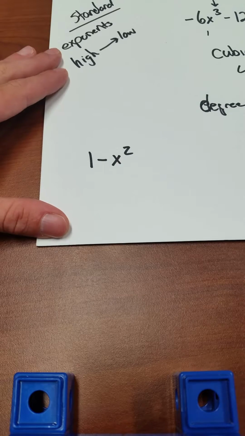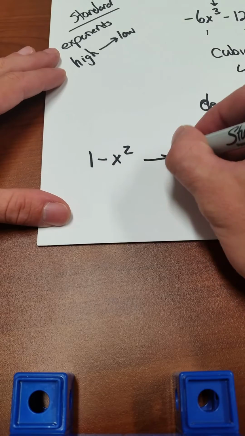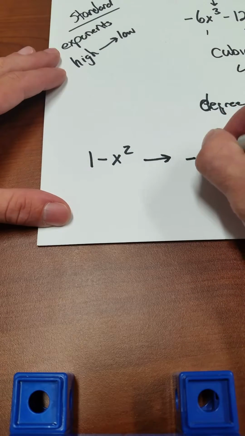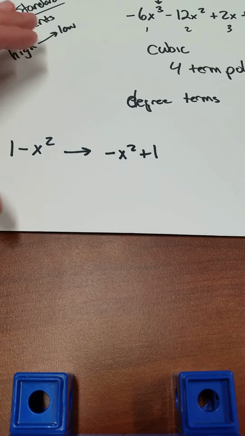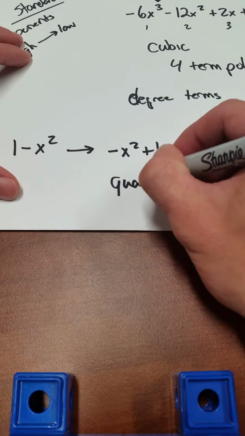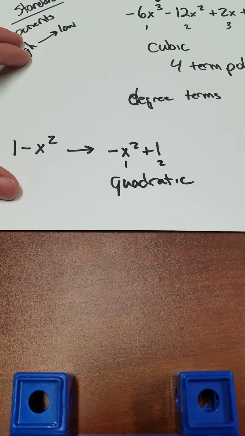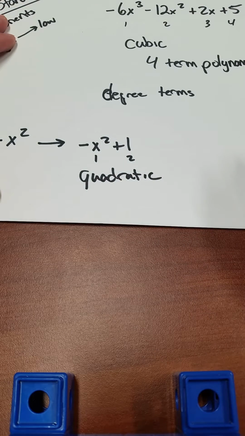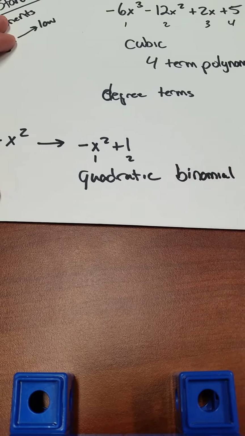Let me give you another example. Go ahead and put it in standard form, please. Okay, standard form for this is negative x squared and then plus 1. So that is standard form. Name it by the degree first. The degree is 2, so this is a quadratic. And then there are 2 terms. Okay, so this is a quadratic binomial. Quadratic binomial.